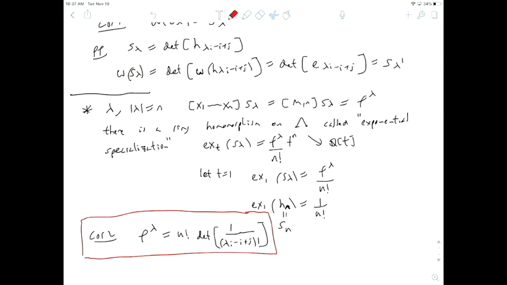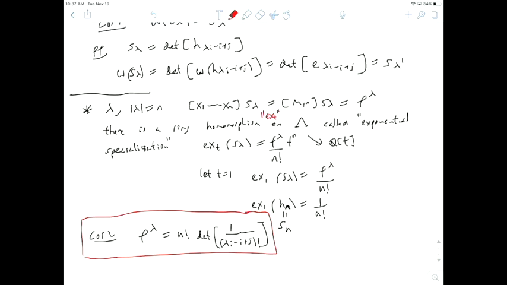Yes? Yeah, so this is the name of the ring homomorphism. The ring homomorphism, it's called ring homomorphism.